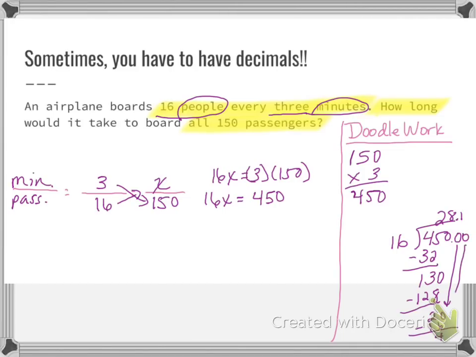So let me bring this down. That's going to go in twice. 2 times 16 is 32. So I subtract and get 8. So I'm going to come up here, 8, and I have to add another 0. 80 divided by 16 is 5. And 5 times 16 is 80. So we are dividing both sides of the equation by 16. x equals 28.125.